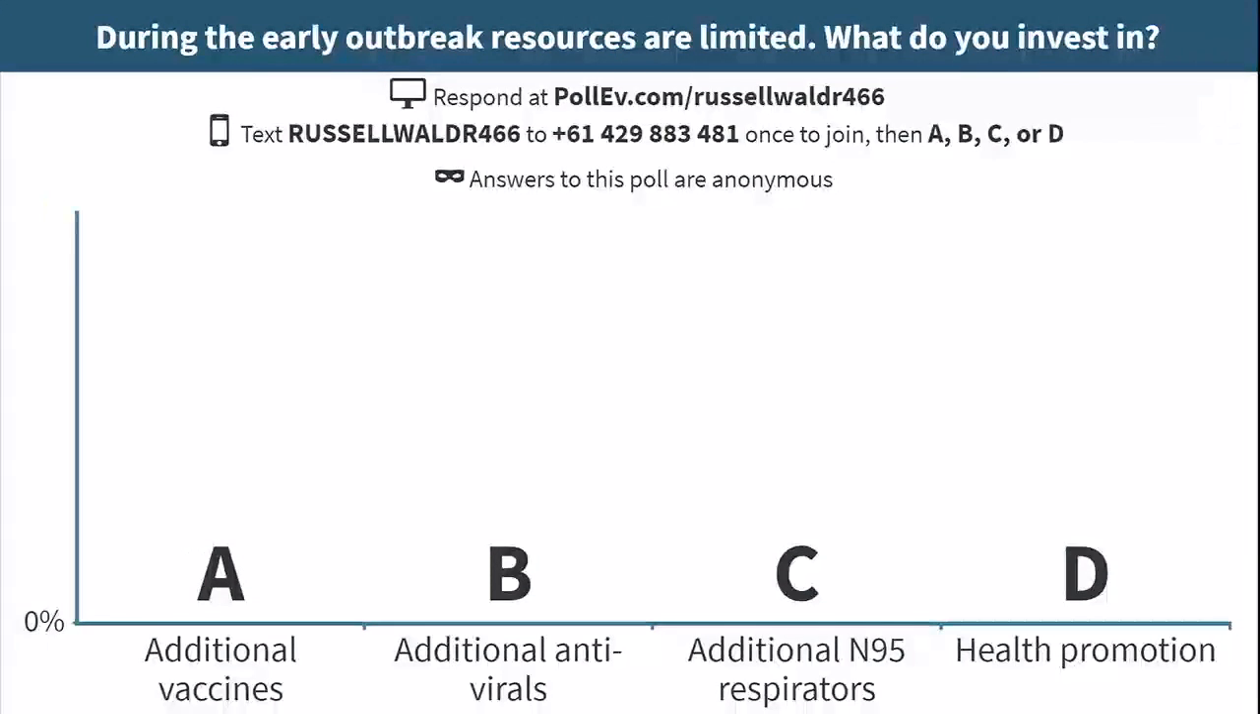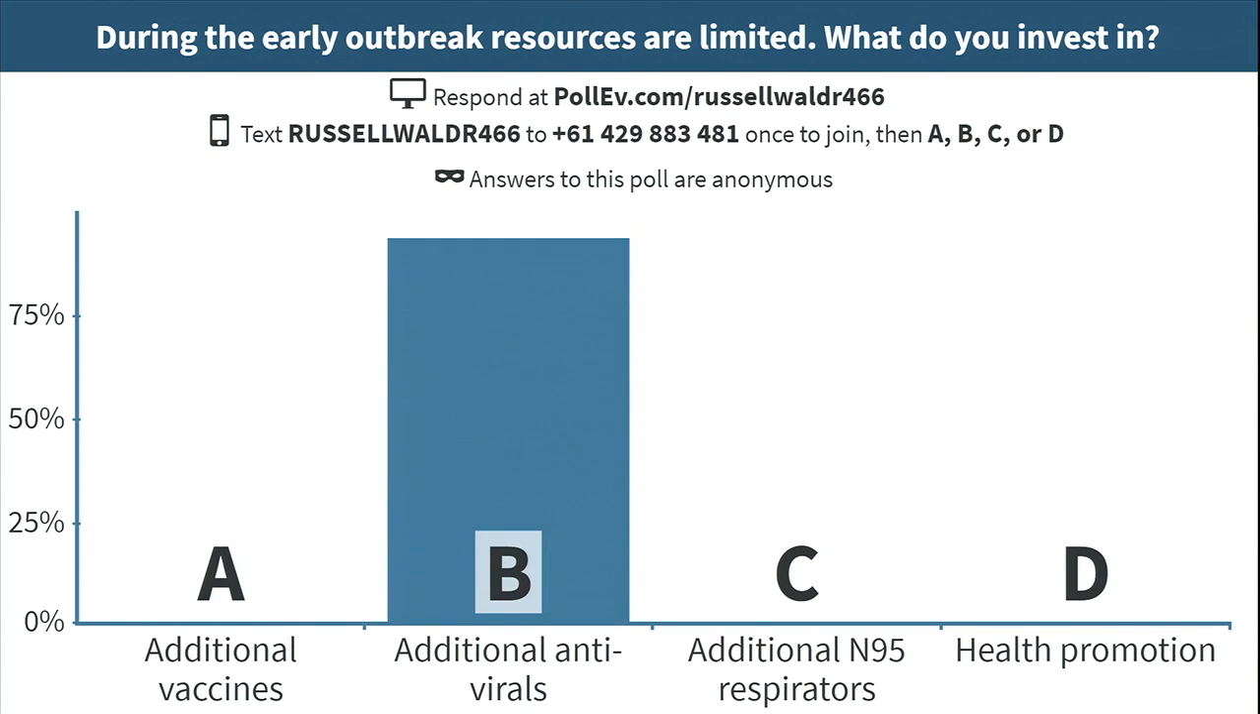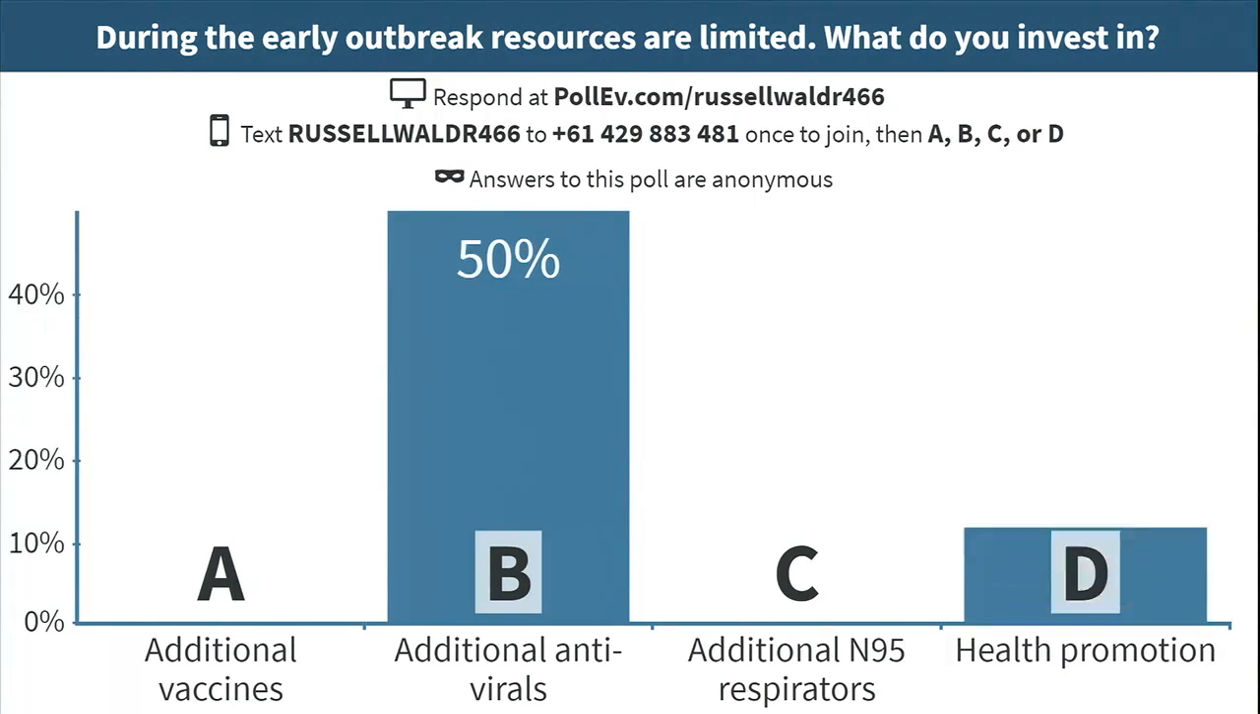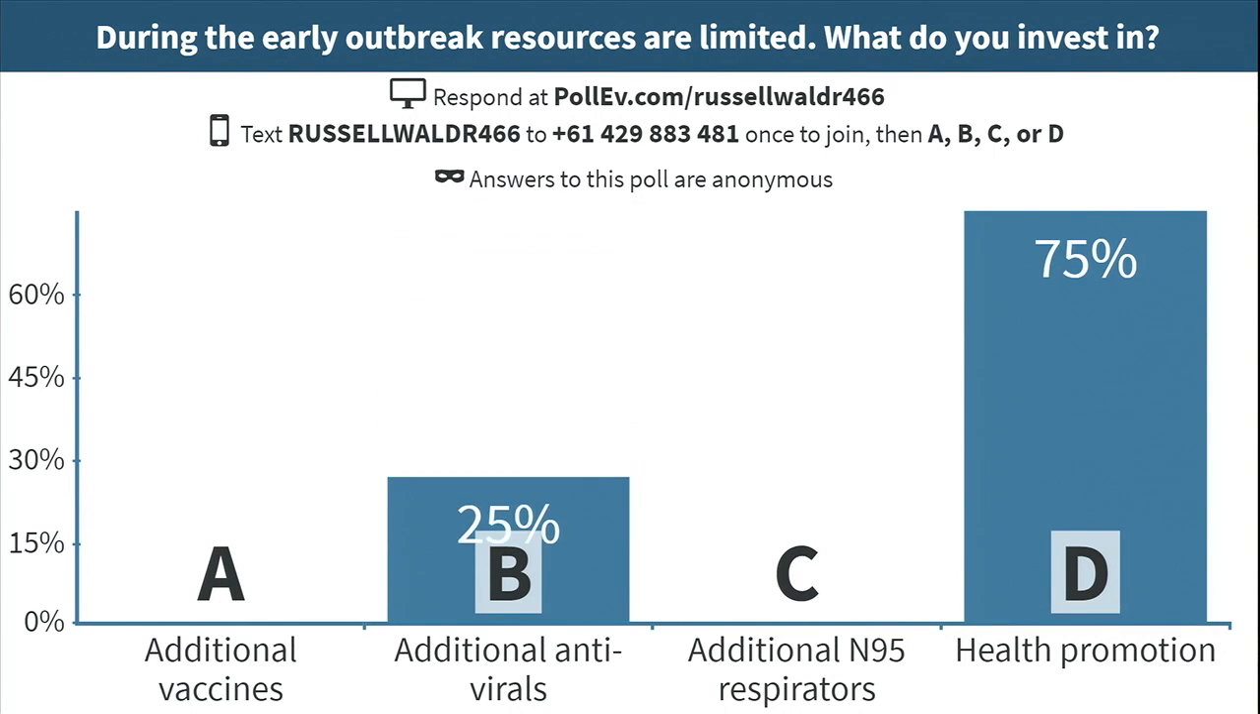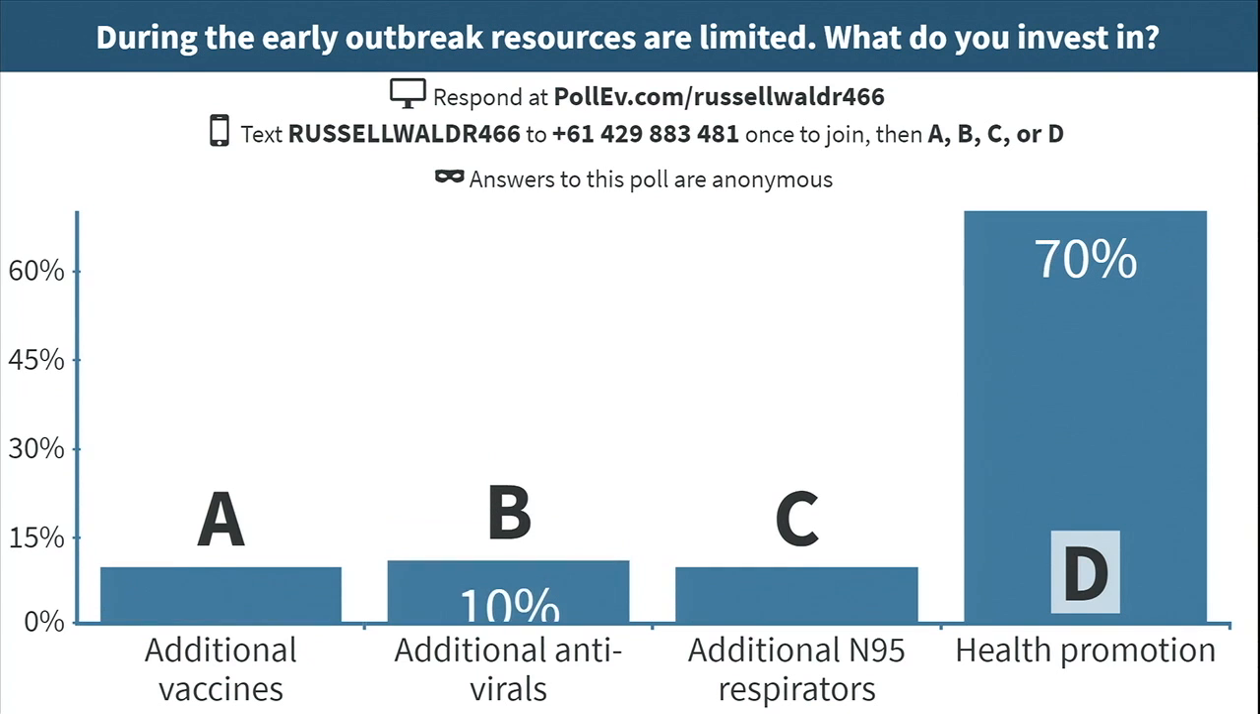Okay, another question. During the early outbreak, resources are limited. So, what would you invest in? Additional vaccines, additional antivirals, additional respirators, or health promotion? Oh, lots of fans of health promotion here.